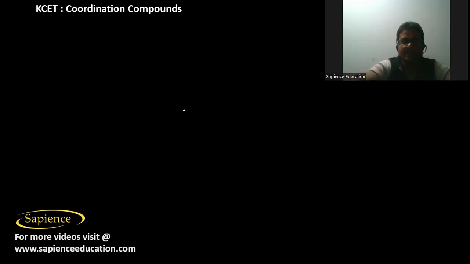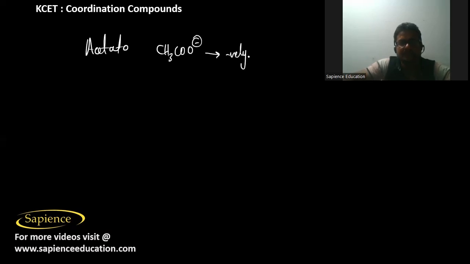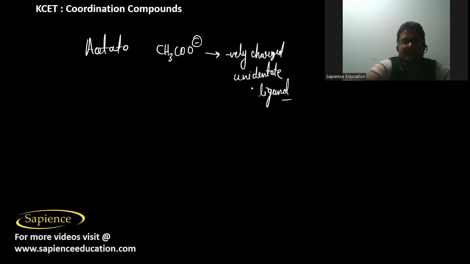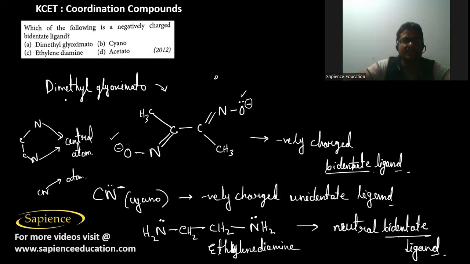Then acetato, that is CH3COO minus. So it is a negatively charged unidentate ligand. Hence the negatively charged bidentate ligand is only dimethylglyoximato. So option A is the correct answer.